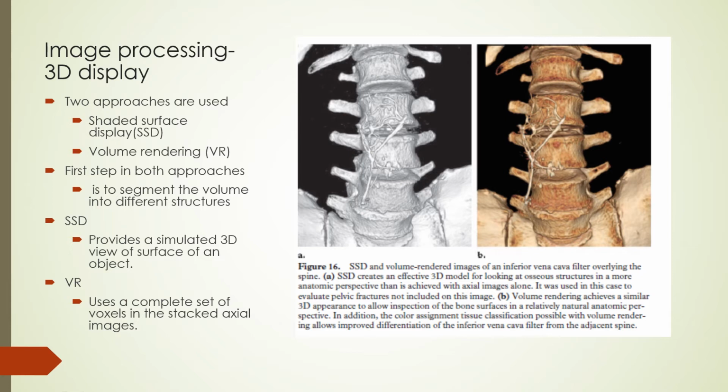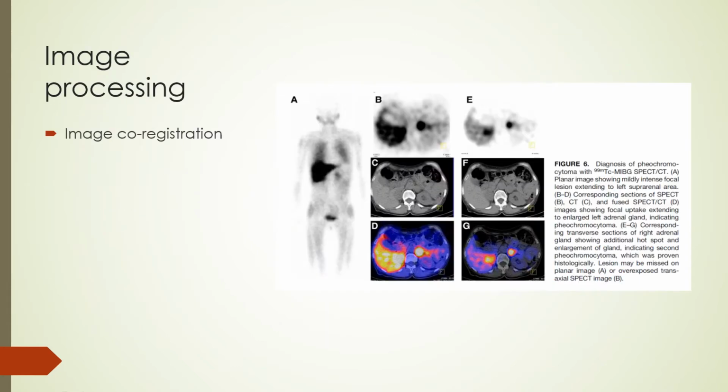Volume rendering, in contrast to shaded surface display and maximum intensity projection, uses a more complete set of voxels in the stacked axial images. Volume rendering displays more information than shaded surface displays and maximum intensity projection, but may suffer from segmentation errors. Now let's look at how we will display images acquired with two different modalities.